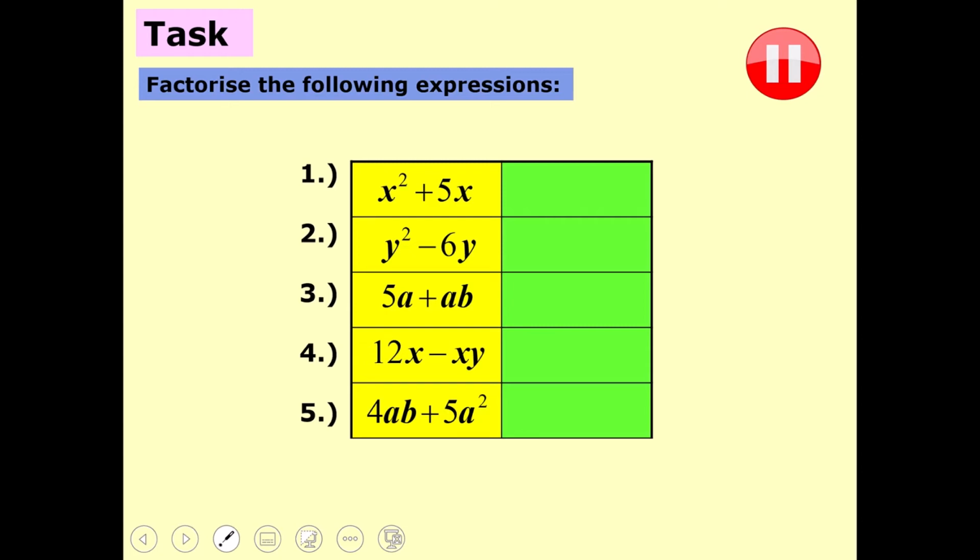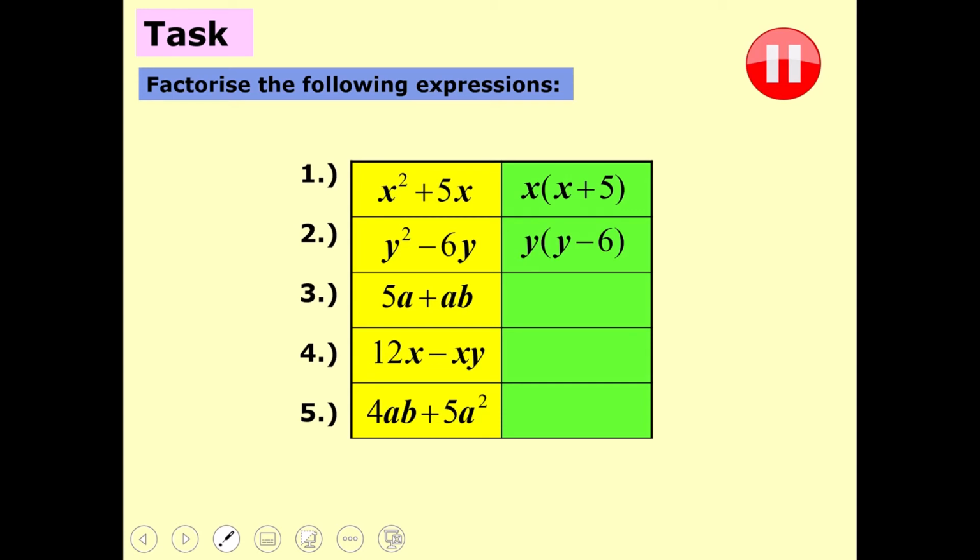Okay, let's see the answers. So the first one is x squared plus 5x. Well, our common factor we're going to use is x. You should have x bracket x plus 5. Next one, y squared subtract 6y. So you should have y bracket y subtract 6.